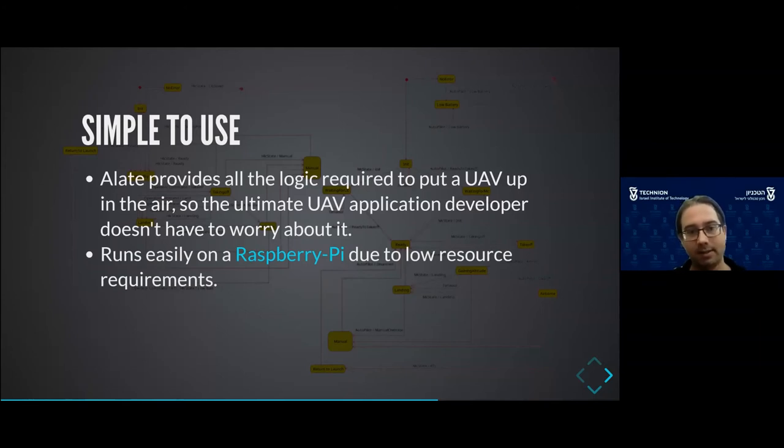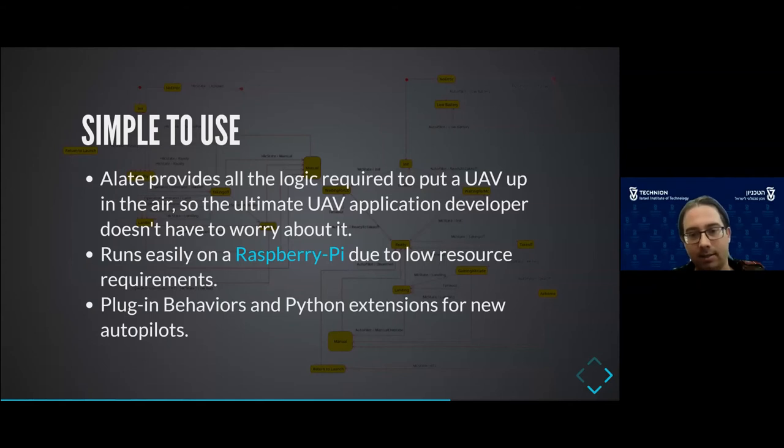Also, this framework runs easily on Raspberry Pi. We started development on version 2. Now, there are more powerful Raspberries out there, but it runs fine on even not so strong platforms. And we left a plugin mechanism for new developers to write new behaviors, so they can write it in Python, they can run autopilot also in Python. We made it easier in order for it to be more adoptable, or at least we tried.